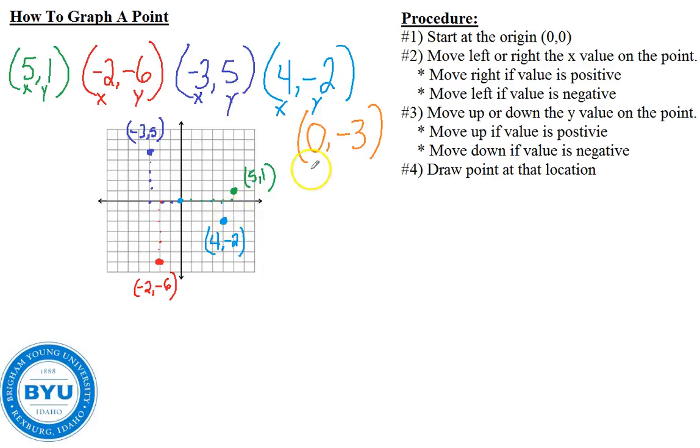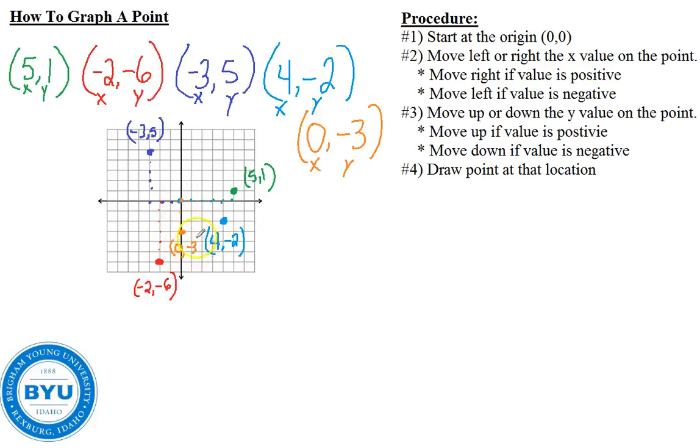Okay, what about 0, negative 3? Now 0, that's how far left and right I go. So if I go 0 left or right, I'm not going anywhere. My next value is negative 3. That tells me to go down 3. 1, 2, 3. So that's my spot right there.